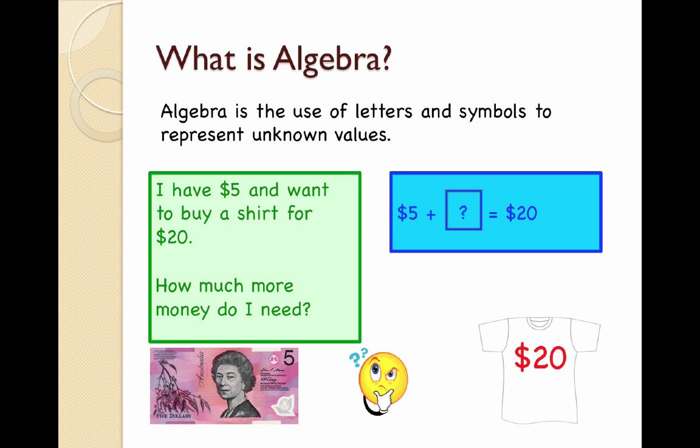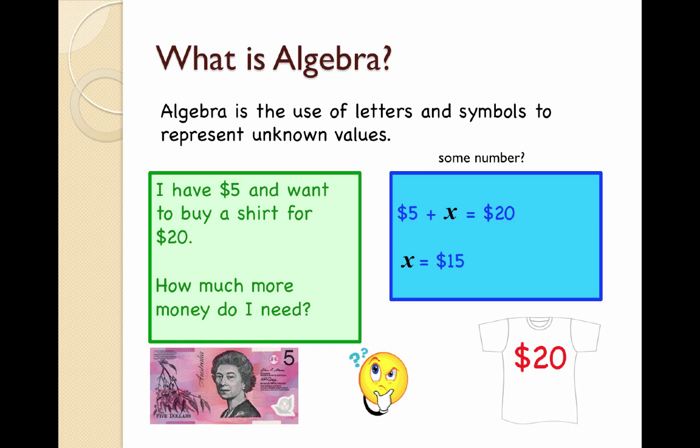using symbols. But I don't just want to use the word some number. I don't want to use a box with a question mark. And so what we do is we revert back to something that we're more familiar with, and that are the letters of the alphabet. Algebra is going to use the letters of our English alphabet to help us work out unknown problems. The most common letter to use is the X. So in this case, $5 plus X, some number, is going to equal $20. And right away, you knew what the answer was, just that X is going to represent $15.